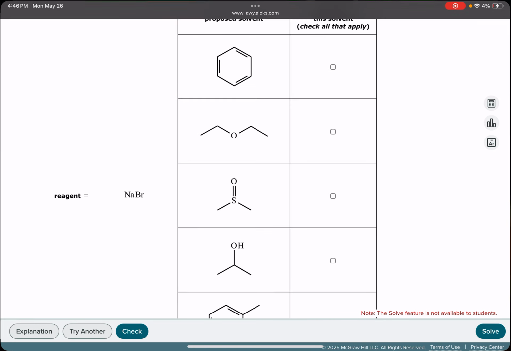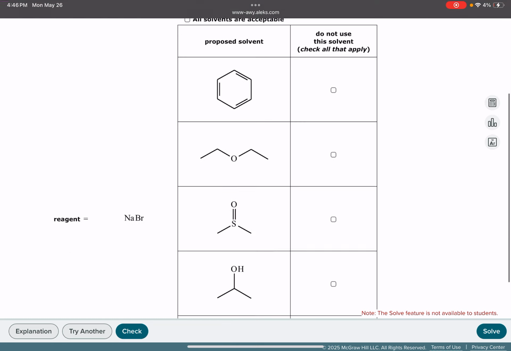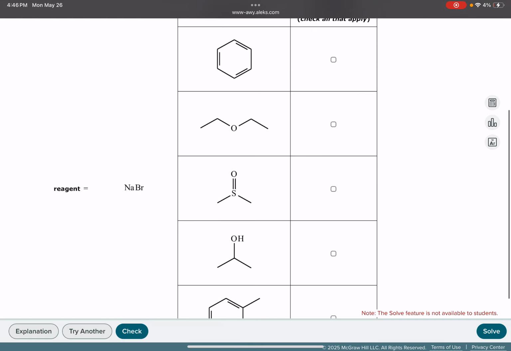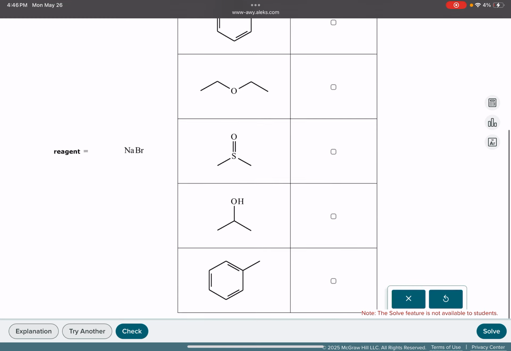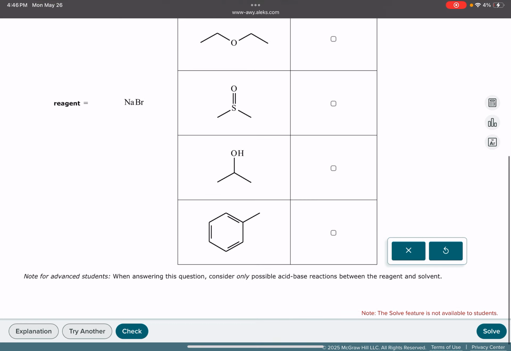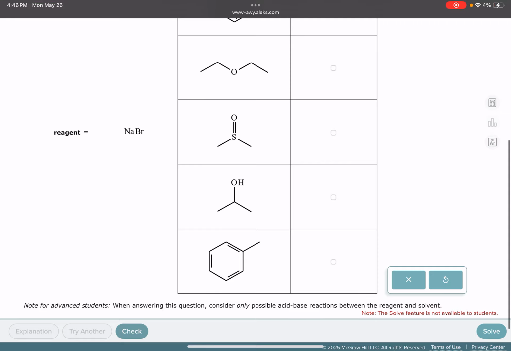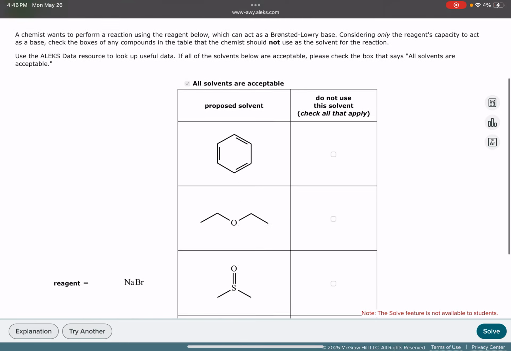So let's go back over here and read the instructions again. We should check the boxes of those that should not be used. Benzene's going to be fine. The next one is diethyl ether. That's going to be fine. Dimethyl sulfoxide, you've probably never seen that before, but it's DMSO. There are no hydrogens bonded to anything except carbons in this one, so that's going to be fine. Isopropyl alcohol is going to be fine, right? Nothing's going to donate a proton to bromide. So we're going to say all of these are acceptable. And let's do one more.